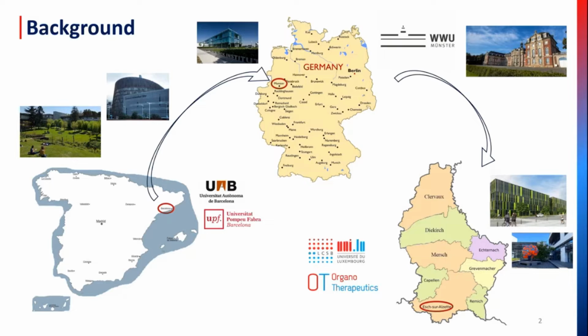And for a year and a half, I've been a lead project scientist at OrganoTherapeutics. And OrganoTherapeutics is the spin-off company of the University of Luxembourg. And what we do basically is use our expertise on advanced three-dimensional stem cell models to test compounds against neurodegenerative disorders such as Parkinson's disease.